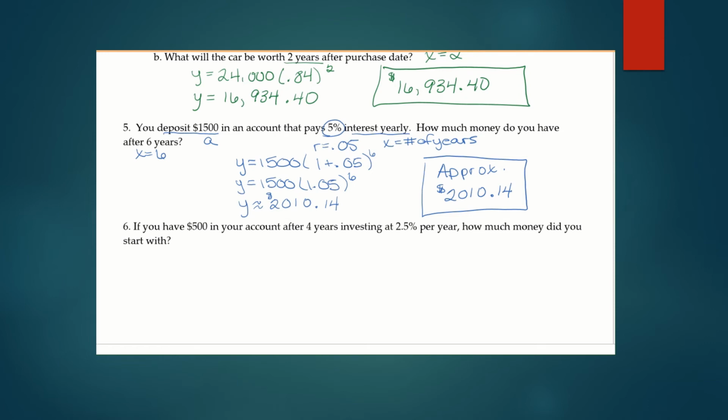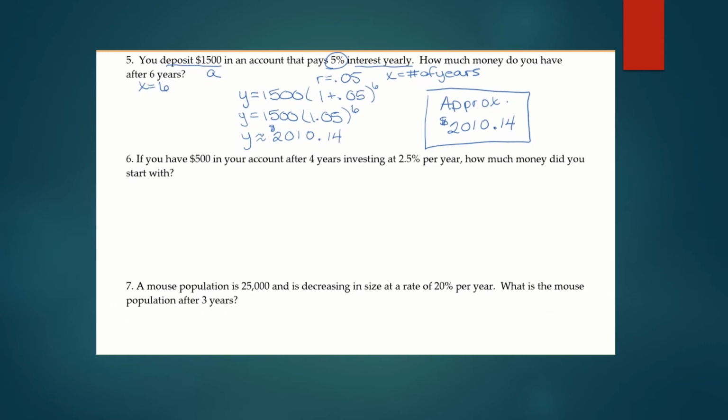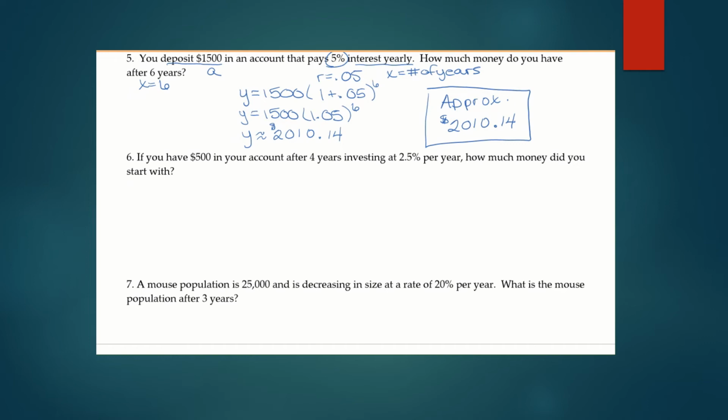Okay. Going on to number 6, if you have $500 in your account after 4 years, investing at 2.5% per year, how much money did you start with? This one's interesting. Okay, so with this one, we have $500 in our account after 4 years. So we're actually given our total value. We're given an output right now. We're given a y. So this is a y value right here.